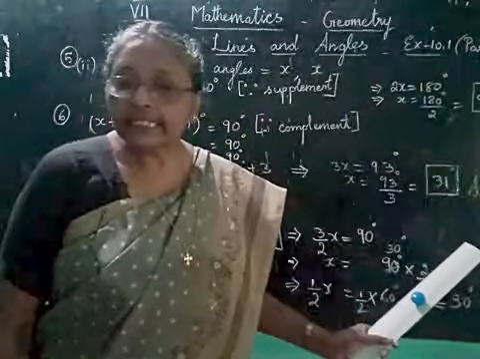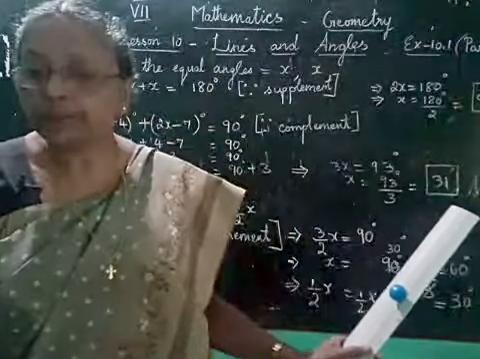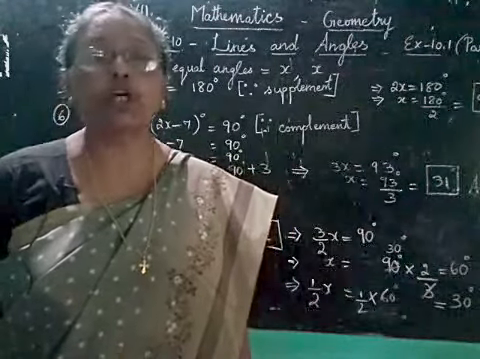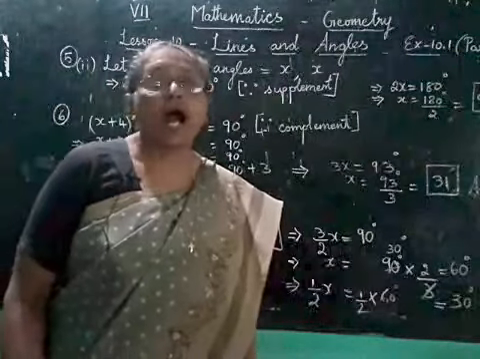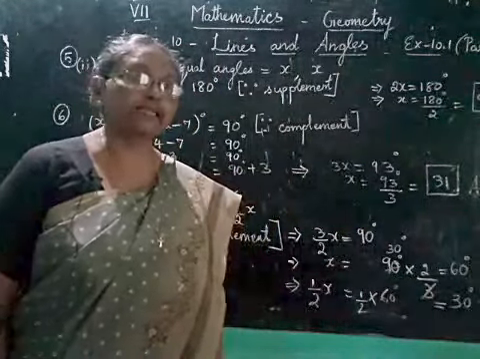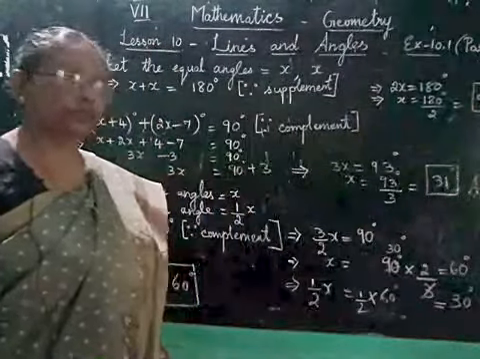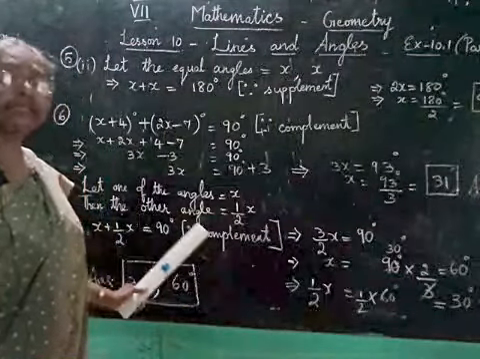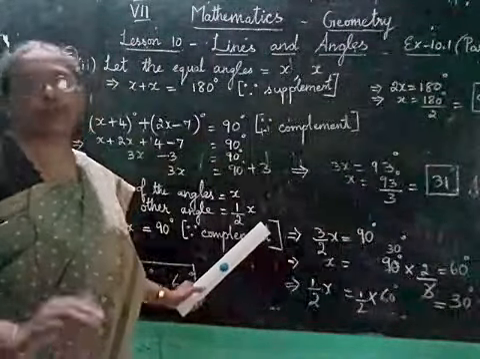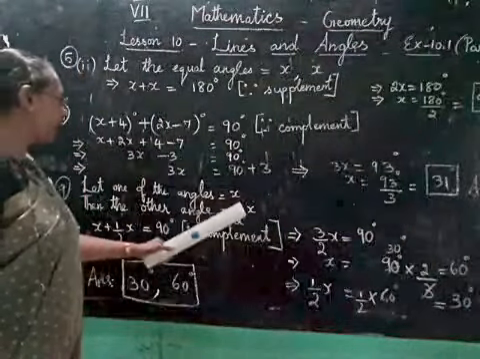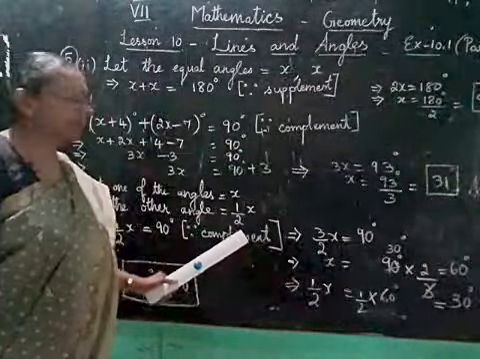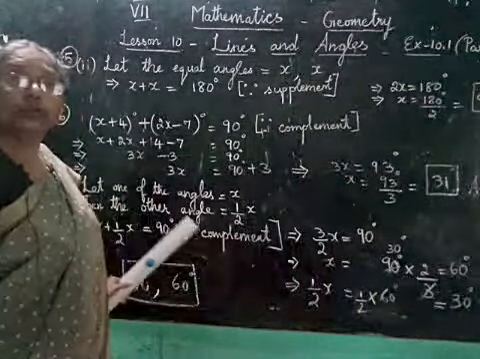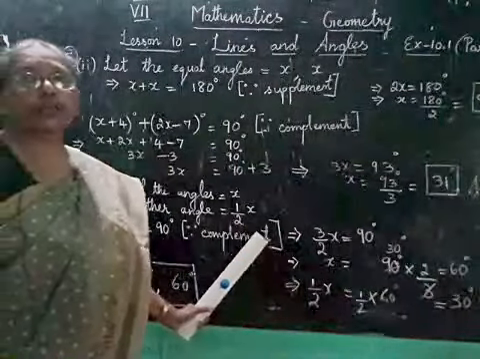Now you can see the ninth sum. Let me read the sum for you. If an angle is half of its complement, find the measure of angles. An angle is half of its complement. That is the information given. We have to find both the angles. So let one angle be x, the other angle will be half of x. Then we are told that they are complement. So when we add these two, it will be equal to 90 degrees.